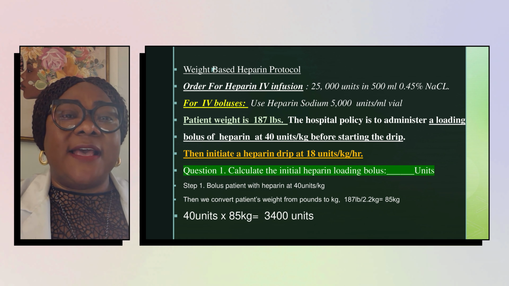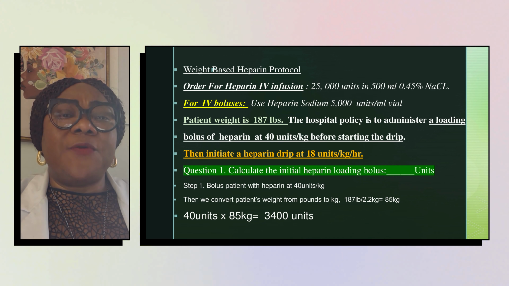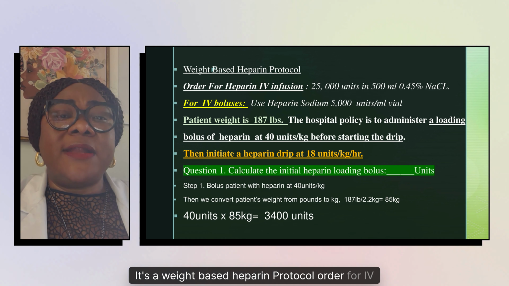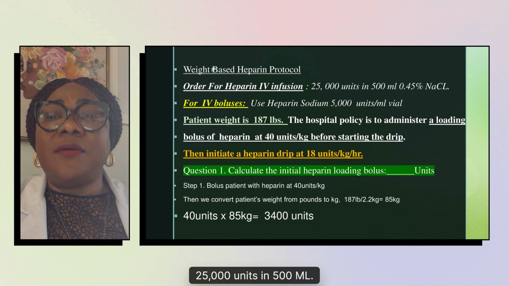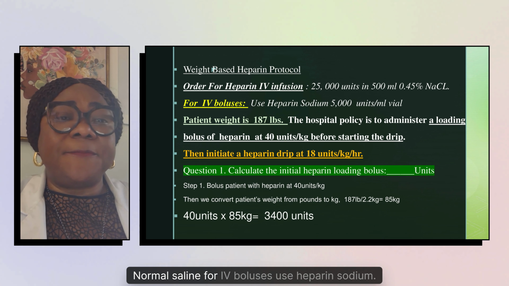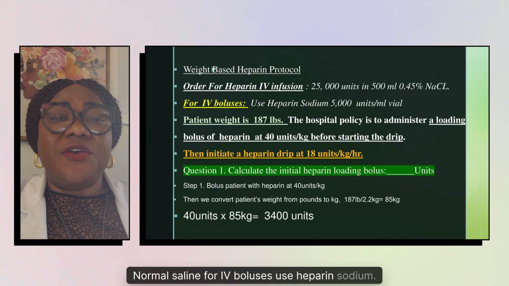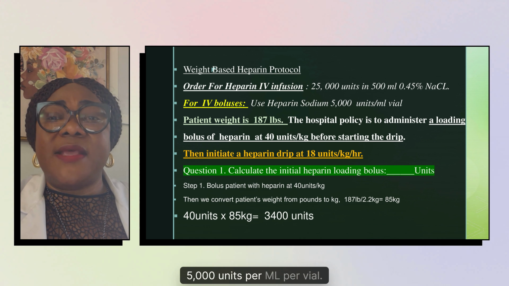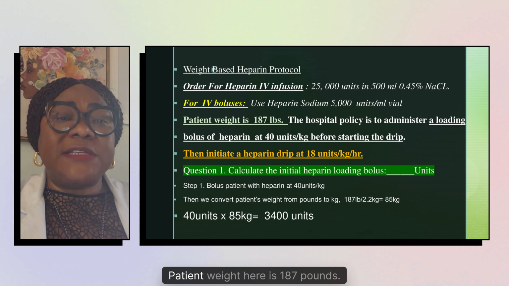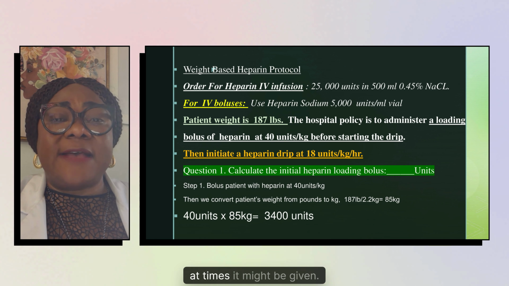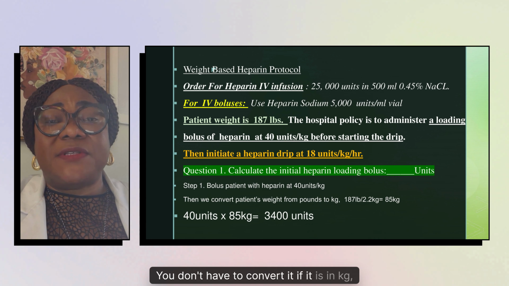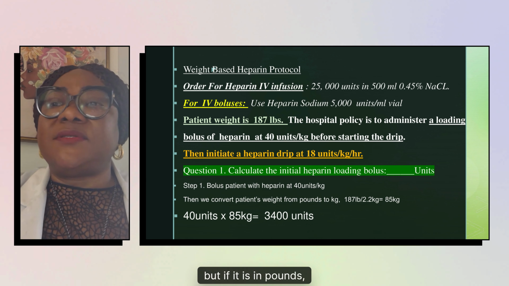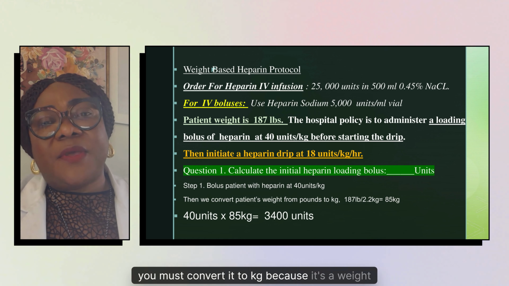So let's look at this example. It's a weight-based heparin protocol. Order for IV infusion, 25,000 units in 500 ml, 0.45 normal saline. For IV boluses, use heparin sodium 5,000 units per ml per vial. Patient weight here is 187 pounds. Like I said, at times it may be given in kg. You don't have to convert it if it is in kg, but if it is in pounds, you must convert it to kg because it's weight based.